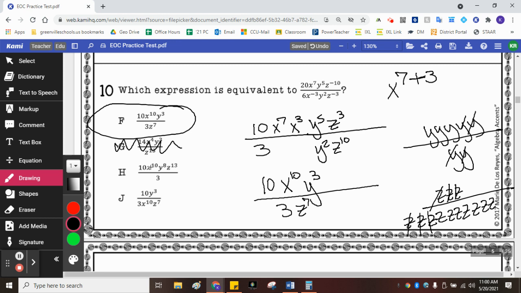Again, test taking skills: 10x is on top twice. Y to the third is on top 3 times. Z to the 7 is on bottom twice.